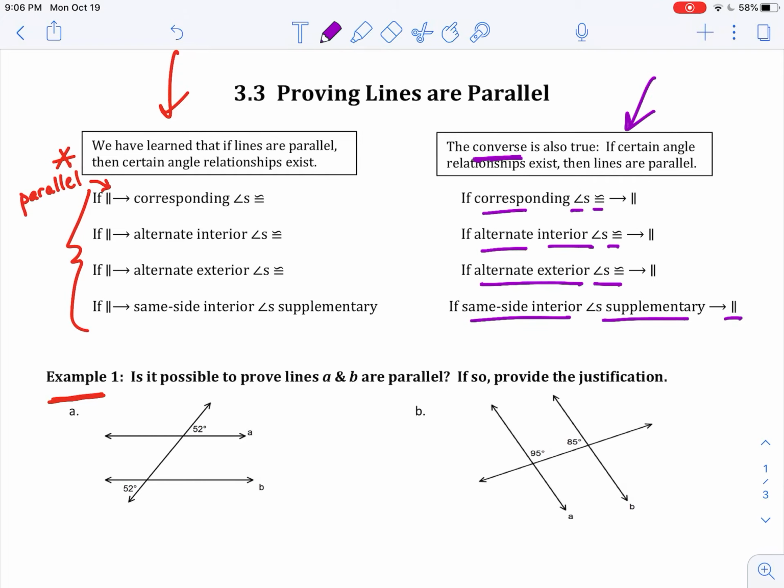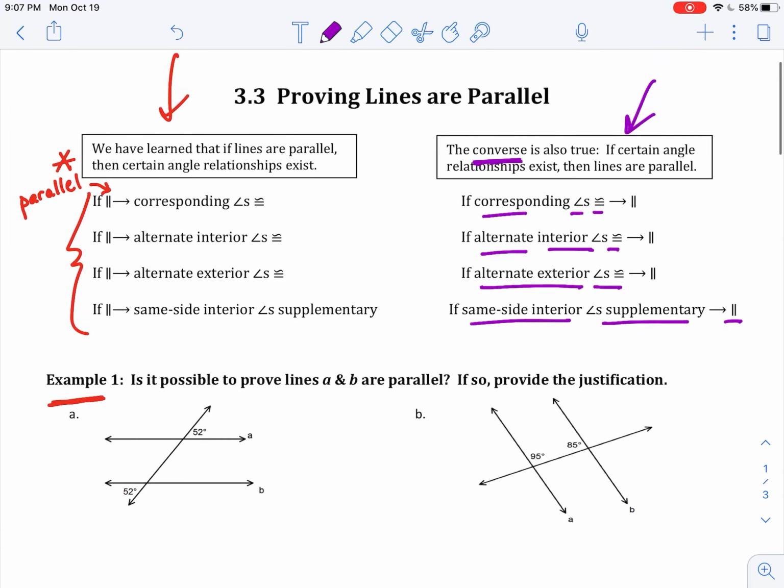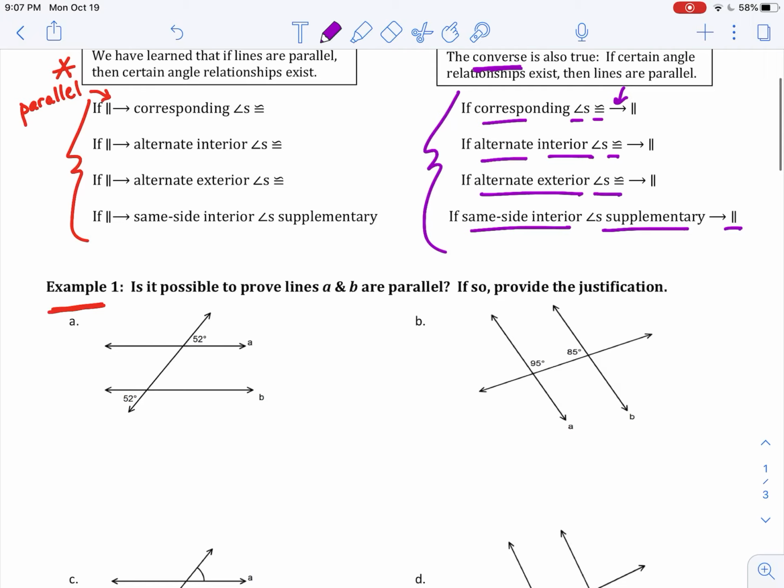So in example 1, it says, is it possible to prove that the lines A and B are parallel? If you have any of these things happening here in purple, then yes, your lines are parallel. So again, remember that's what this arrow says. It means then, right? If you have any of the hypotheses coming true, then the conclusion of the lines being parallel will be true. And so if you look at example 1a, those angles, the 52 and the other 52, those are alternate exterior angles. And they are congruent. They're both 52.